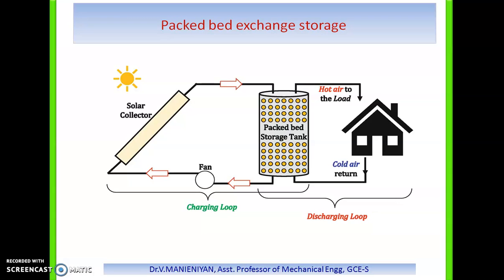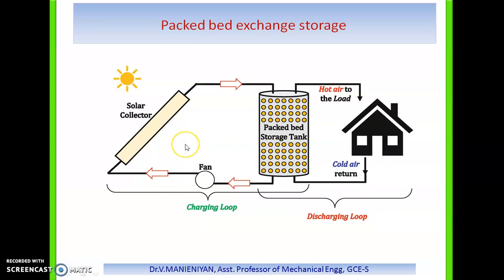We use the heat capacity of a bed of loosely packed particulate material through which a fluid, usually air, is circulated to add or remove heat from the bed. Normally we are using an air system. So there is a charging loop and a discharging loop. We are using two different systems: one is a charging loop and the other a discharging loop.